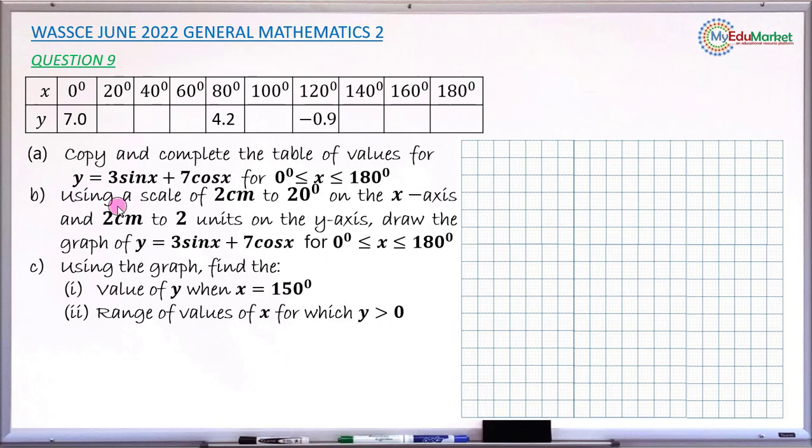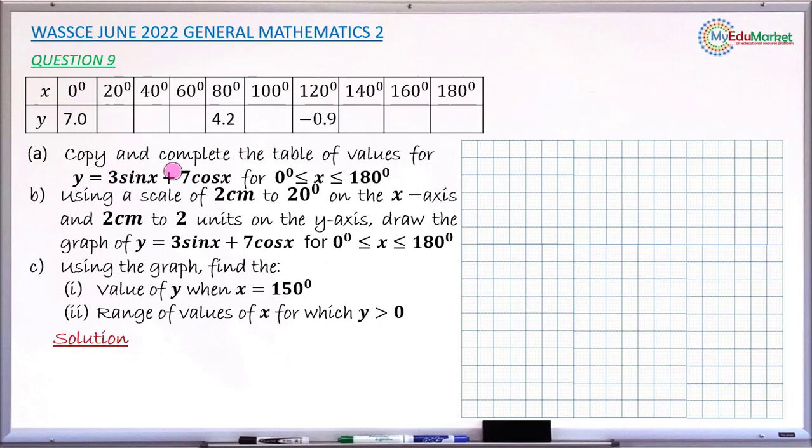Question B says using a scale of 2 centimeters to 20 degrees on the x-axis and 2 centimeters to 2 units on the y-axis, you are asked to draw the graph of this trig function y equals 3 sin x plus 7 cos x for the same range of values of x, 0 to 180 degrees. Question C says after drawing the graph, you have to use that graph to answer two questions. Roman 1 says to find the value of y when x is 150 degrees, and Roman 2 asks you to find the range of values of x for which y is greater than 0. So let's attempt to answer all those questions together.